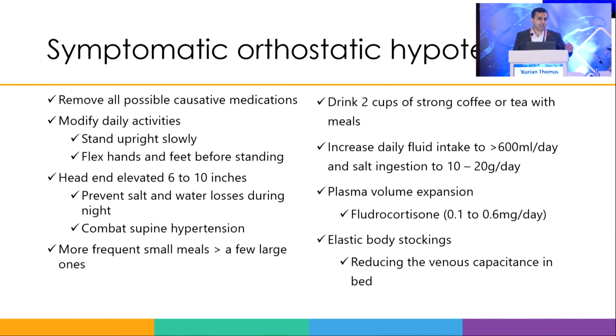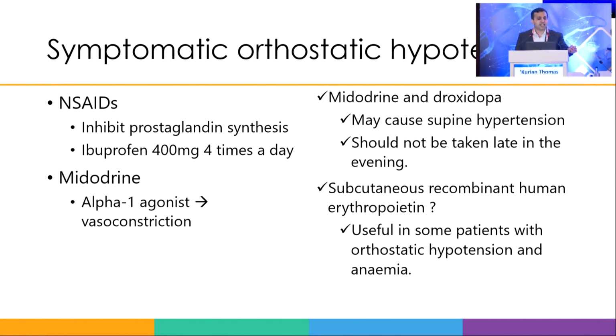More frequent meals. If you have a heavy meal, there is a chance of the blood being directed for the digestion. So avoid having large meals, have frequent meals. The compression stockings and abdominal binders may help. And in difficult cases, you may go for medications, including fludrocortisone, which because of the mineralocorticoid effect causes fluid retention. And you have midodrine, which by the alpha-1 agonistic activity causes vasoconstriction.